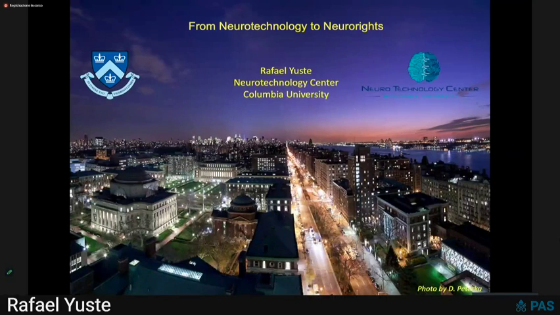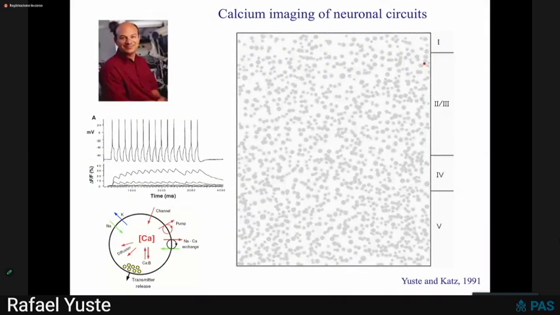I'm going to transition from neuroscience to ethical and societal issues in this talk. And the story starts when we discovered that you could use fluorescent measurements of calcium concentration as a proxy for neuronal activity. This was work done together with the late Larry Katz, whose memory I honor. We found that measurements of intracellular free calcium concentration using fluorescent indicators corresponded faithfully to the action potential activity of neurons.